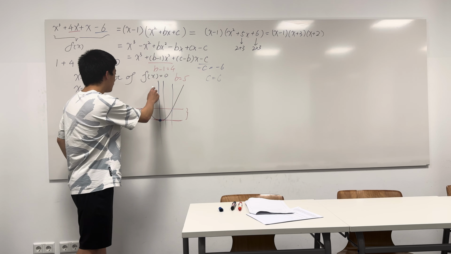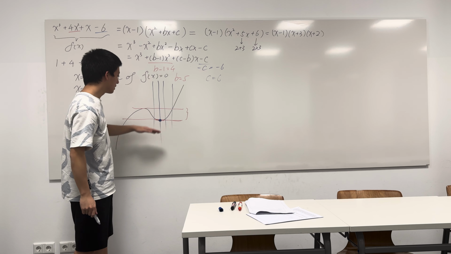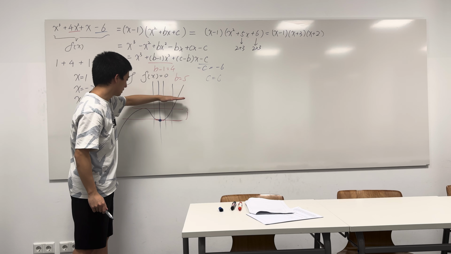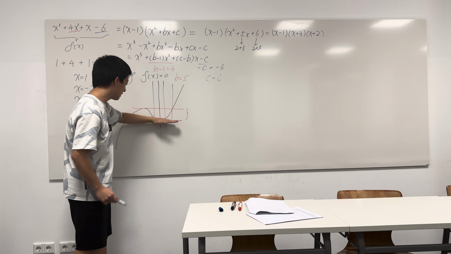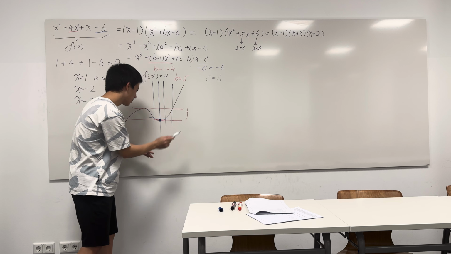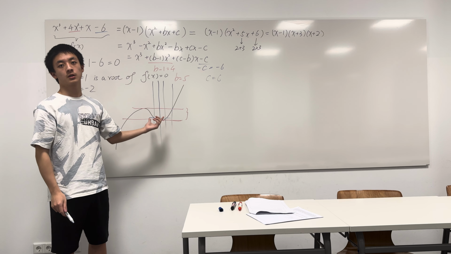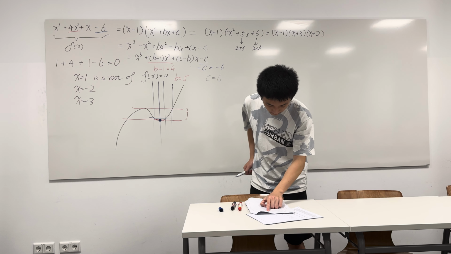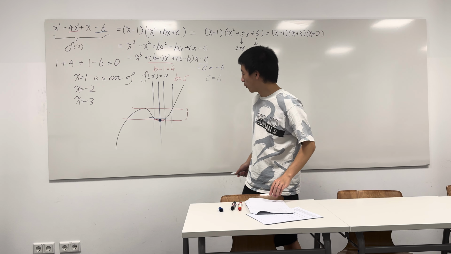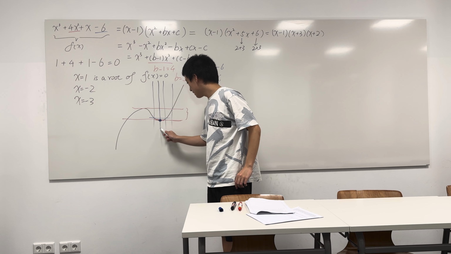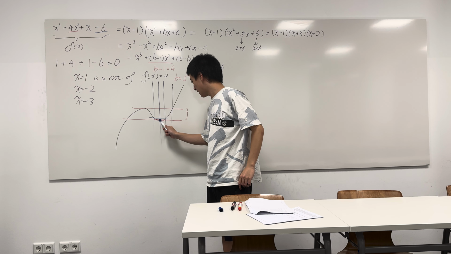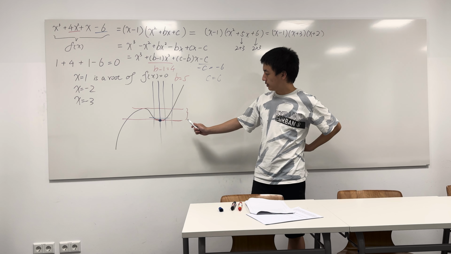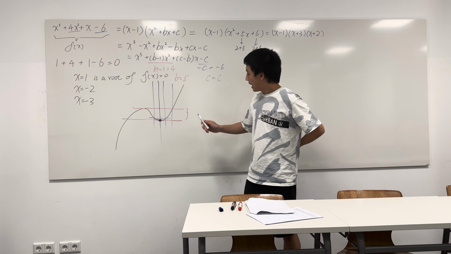But if we go a little bit further, like here, then we go through here. Here are 2 points. Then it's not one-to-one, it's many-to-one. Therefore, the smallest possible value of a should be the x coordinate of this point. Do you guys understand? Okay.